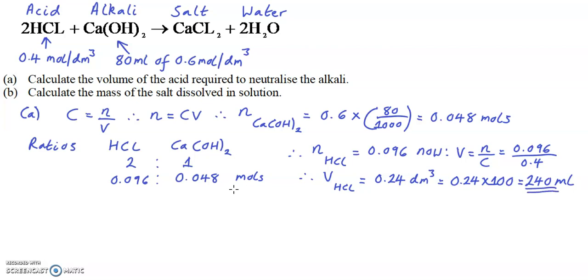Now for part B, the mass of the salt dissolved in solution needs to be calculated. So we're going to look at ratios again. So we've got ratios, this time of the alkali and the salt. So in the equation it's going to be 1 to 1, and the number of moles of the alkali was worked out to be this. So the same number of moles of the salt must be in solution.